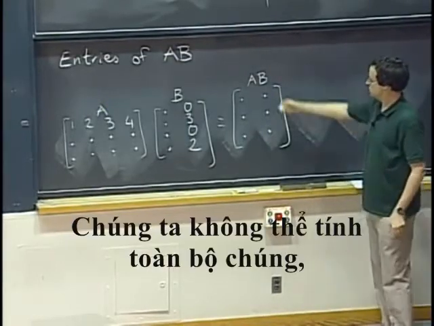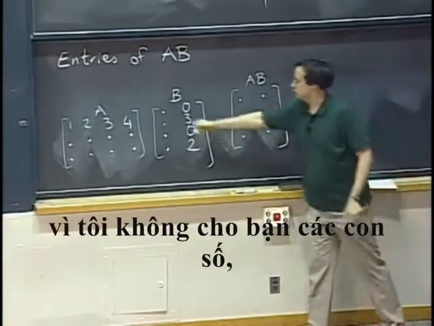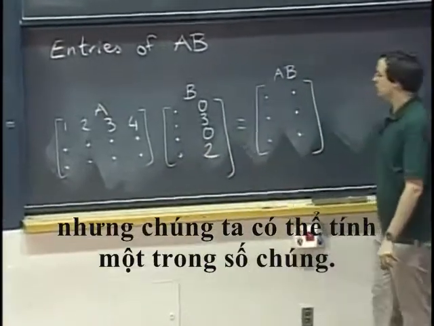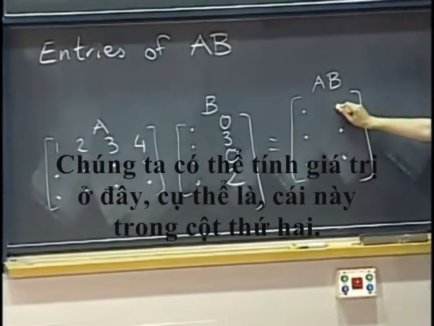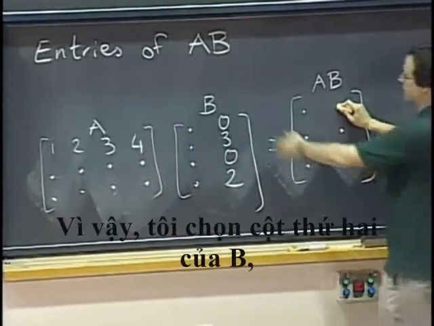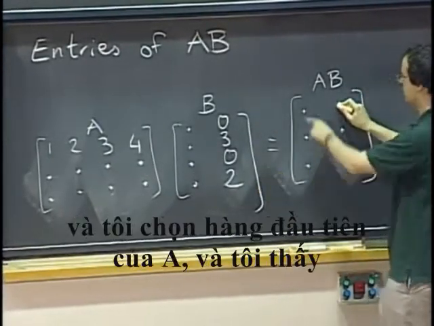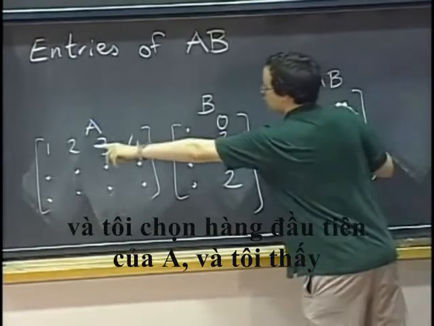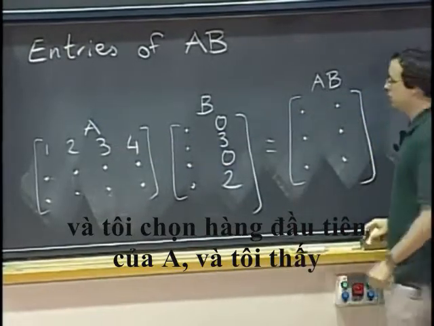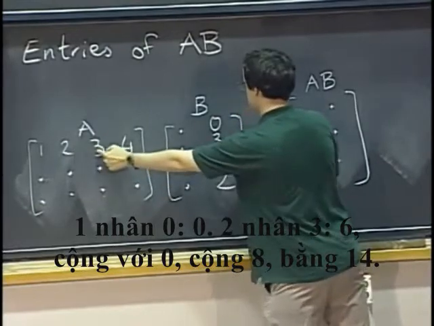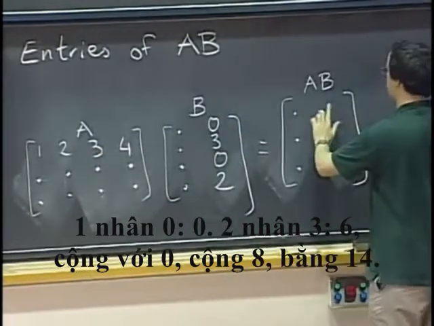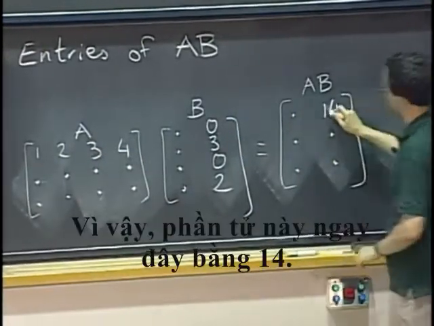Okay? And, well, we cannot compute most of them because I didn't give you numbers, but one of them we can compute. We can compute the one that goes here, namely this one, in the second column. So I select the second column of B, and I take the first row of A, and I find, well, 1 times 0, 0, 2 times 3, 6, plus 0 plus 8 should make 14. So this entry here is 14.